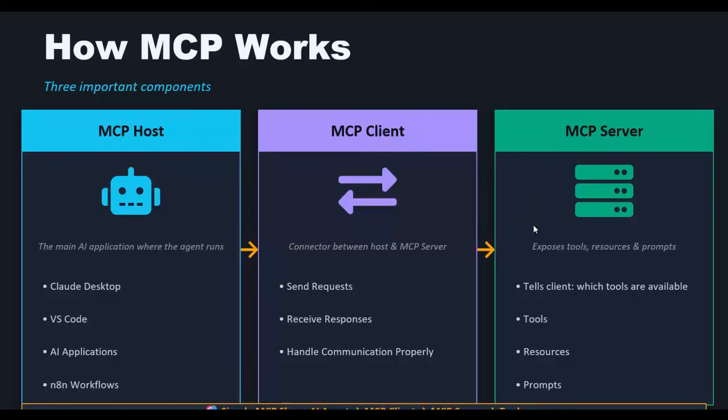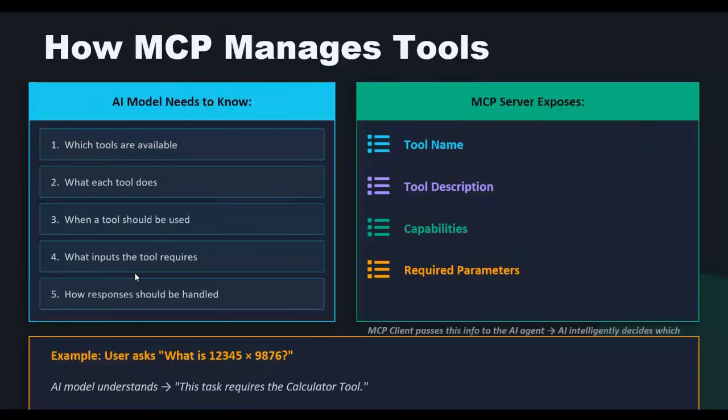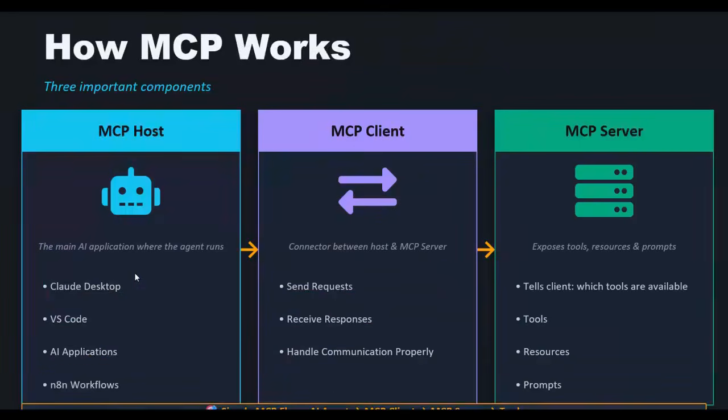Now let's discuss the MCP server. The MCP server exposes tools, resources, and prompts, right? So when a client connects, the MCP server tells the client which tools are available, that we already discussed. So as I said, when a client connects, the MCP server tells the client which tools are available. Then the AI agent can use those tools whenever required.